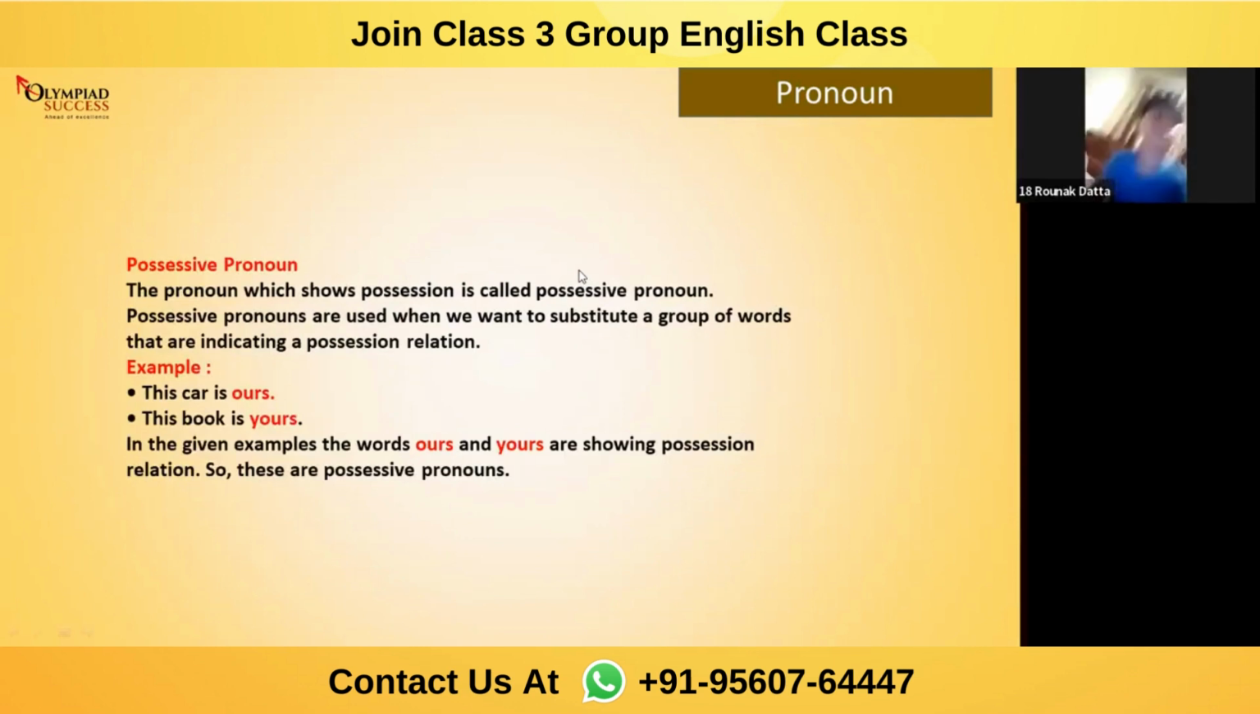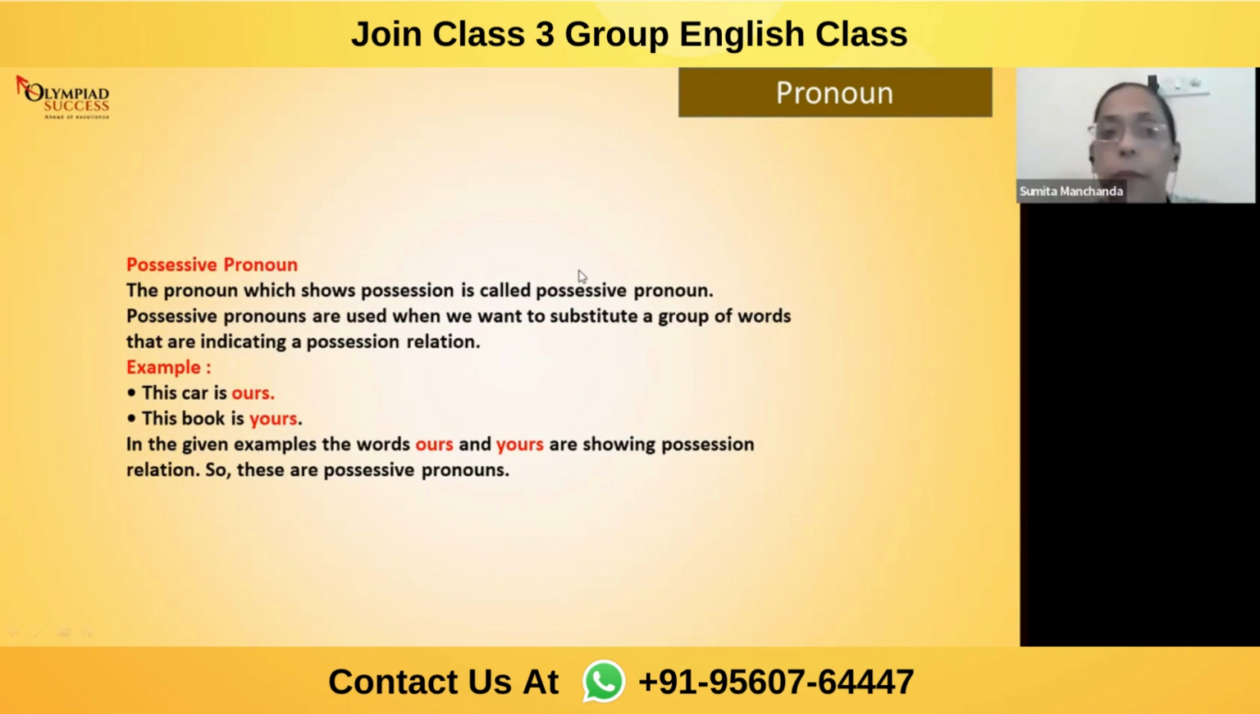Now, possessive pronoun: a pronoun that shows possession is called a possessive pronoun. Possessive pronouns are used when we want to substitute a group of words that indicate a possession relation. See the example: this car is ours. Here, the car belongs to us, isn't it? When I say ours, I'm not talking about one person, I'm talking about many. When I say this book is yours, again this book belongs to you. So again there is a possession, a belonging. Car, book, everything belongs to someone.